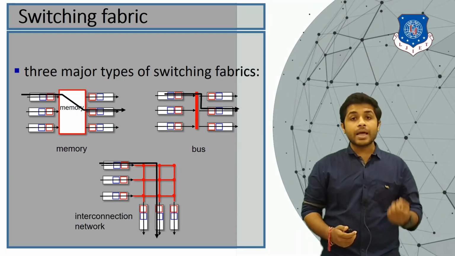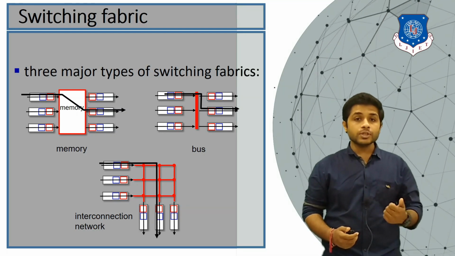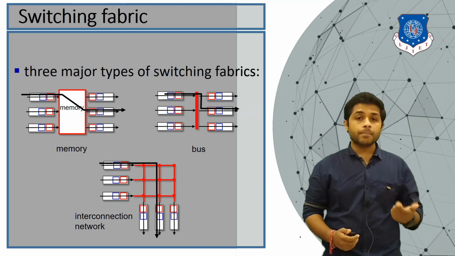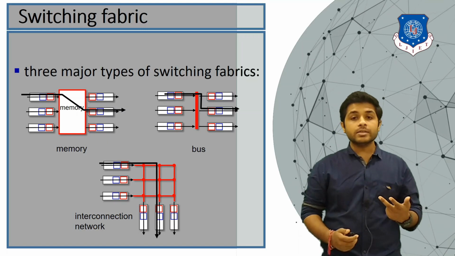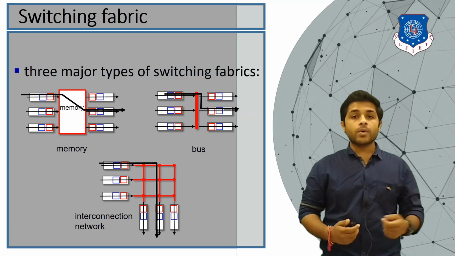Now let's see what is the switch fabric. Generally there are three major types of switch fabrics. The first one is called memory, the second one is called bus, and the third one is called interconnection network. Let's see one by one.